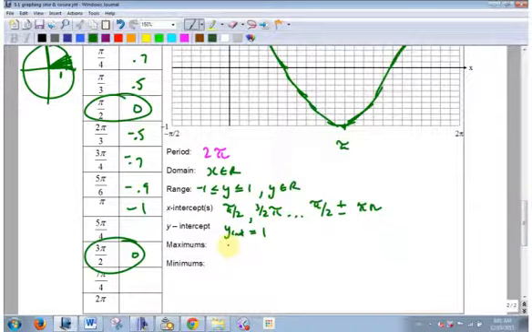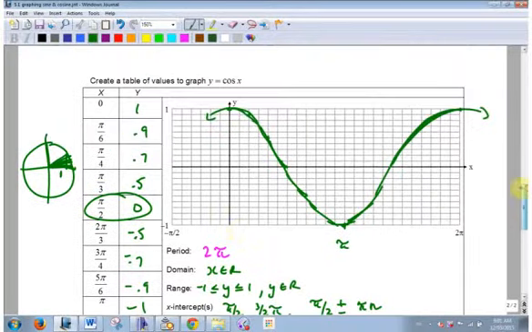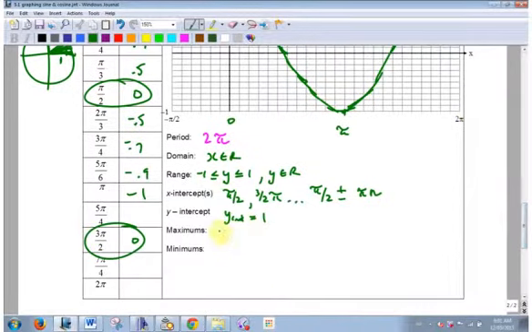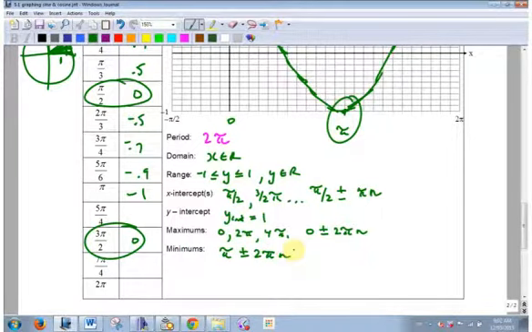Maximums. 1, which was 0 and 2 pi. And where's the next one? 4 pi. So it's 0 plus or minus 2 pi n. Every 2 pi, this thing repeats. Minimum there at pi. And every 2 pi.